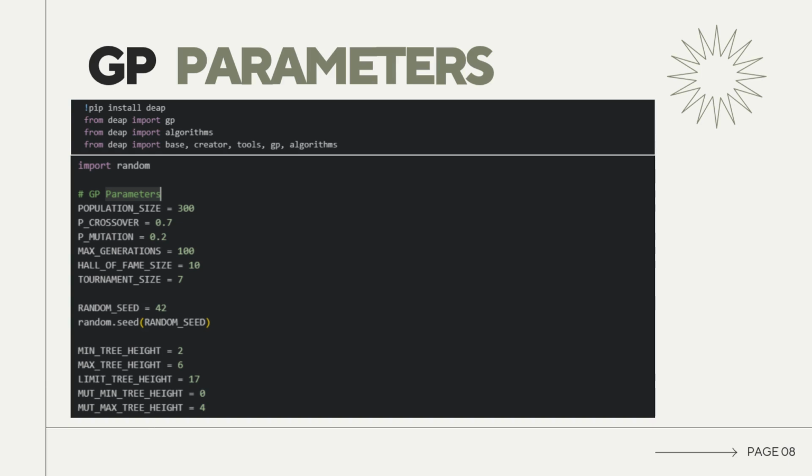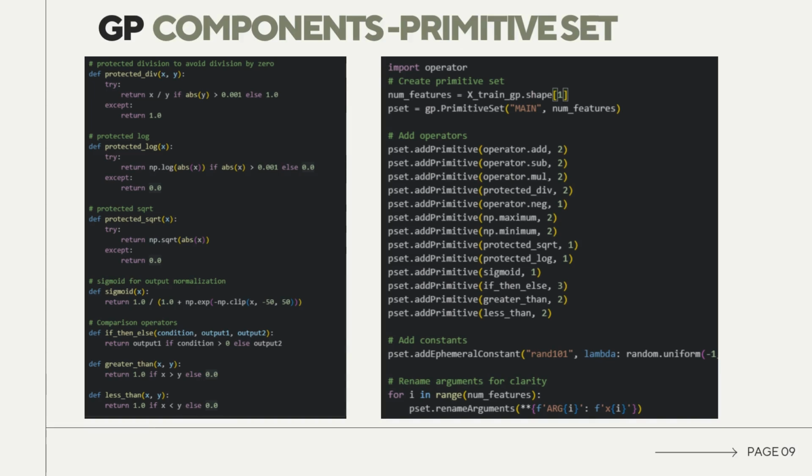And we are also using the random seed. So I also set the height limits for the trees, where the minimum height is 2 and the maximum height is 6. And also I have set the hard limit as 17 to prevent the trees from growing extremely large.